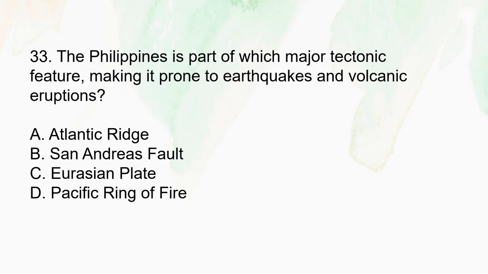Number 33. The Philippines is part of which major tectonic feature, making it prone to earthquakes and volcanic eruptions? Letter A, Atlantic Ridge. Letter B, San Andreas Fault. Letter C, Eurasian Plate. Or letter D, Pacific Ring of Fire.